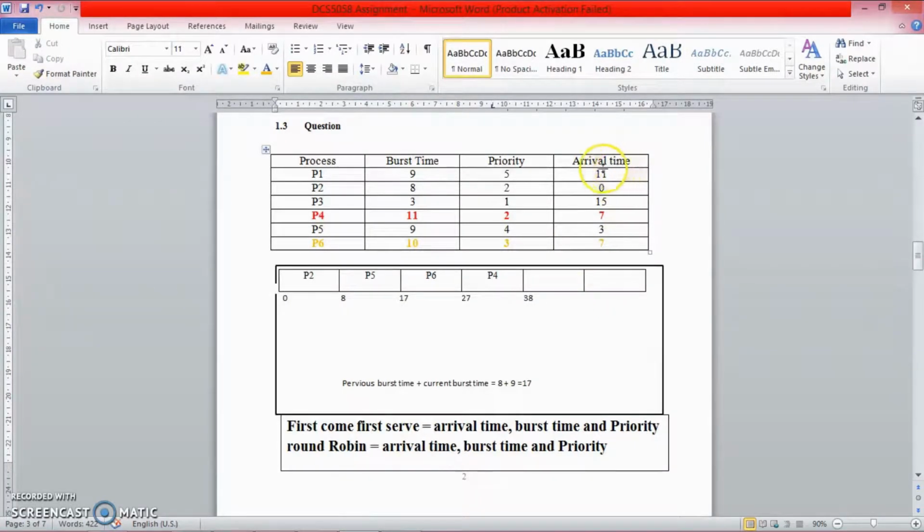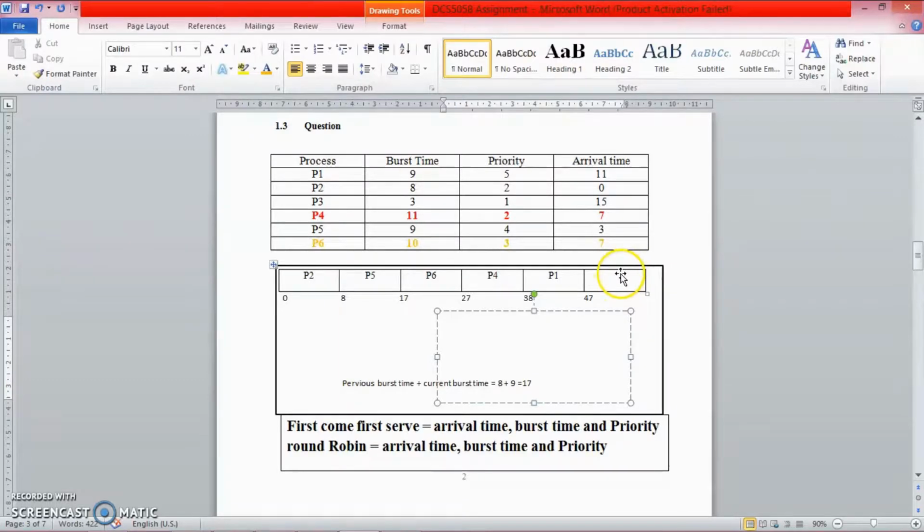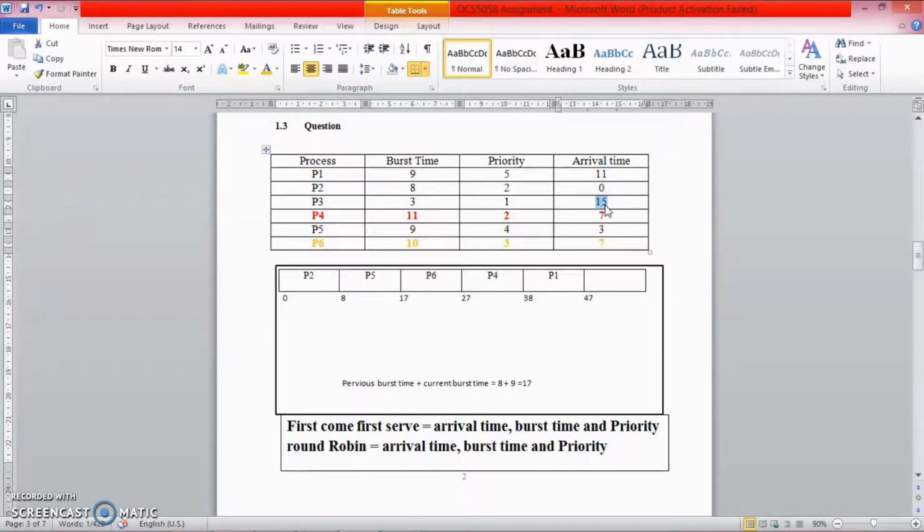And then followed by the next arrival time, which is 11. The process arriving at 11 is P1. So you will put P1 here and the burst time is 9. The previous burst time is 38 and current burst time is 9, and then you will get 47. And then there is another arrival time which is 15.